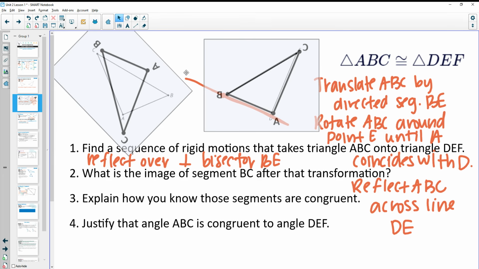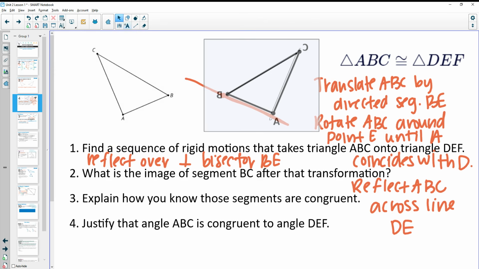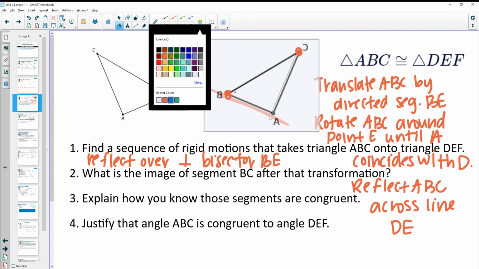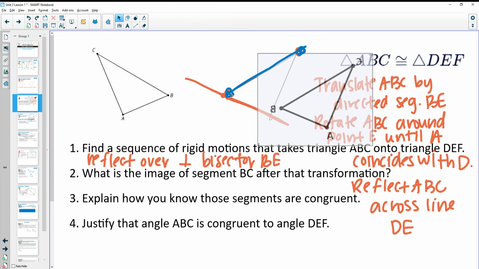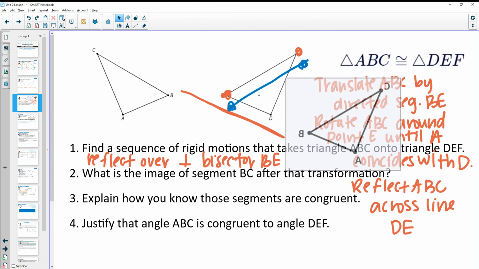So what is the image of BC after this transformation? So what is BC on top of is basically what this is asking. And so BC is that segment, and it is on top of, let me get rid of these so we can actually see the letters. So it is on top of EF. So BC landed on top of EF.